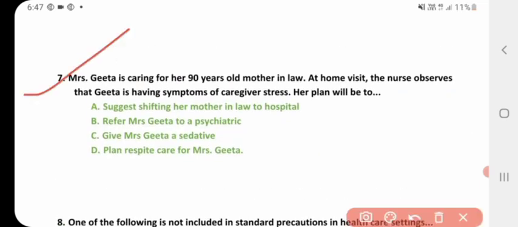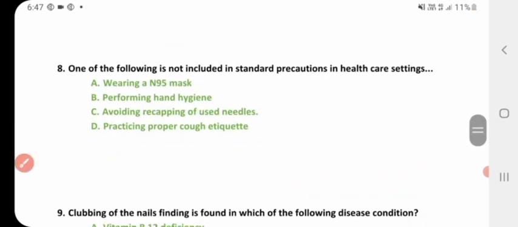7th: Mrs. Geeta is caring for her 19-year-old mother-in-law. At a home visit the nurse observed that Geeta is having symptoms of caregiver stress. Her plan will be to suggest shifting her mother-in-law to hospital, refer Mrs. Geeta to a psychiatrist, give Mrs. Geeta a sedative, or plan respite care for Mrs. Geeta. So option D, plan respite care for Mrs. Geeta. Option D.